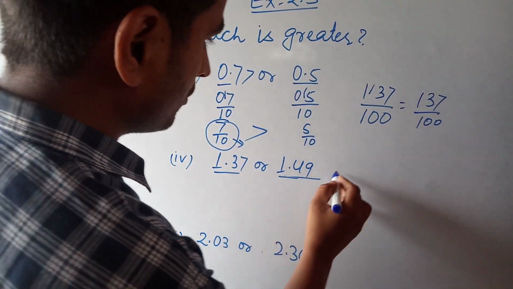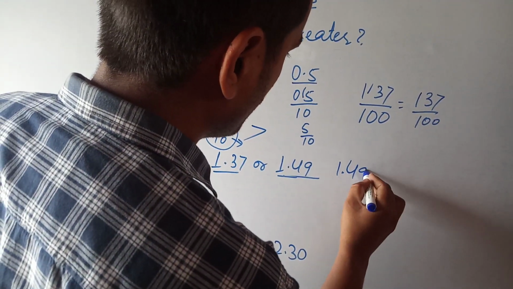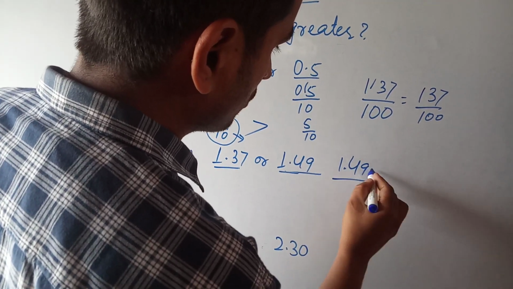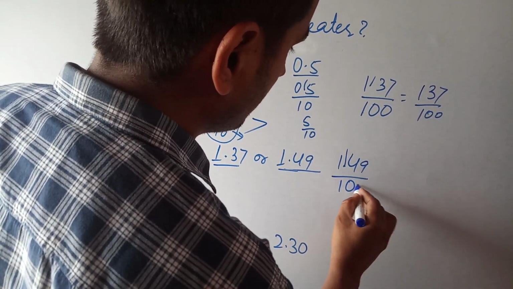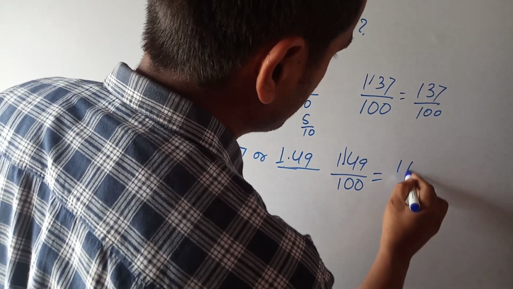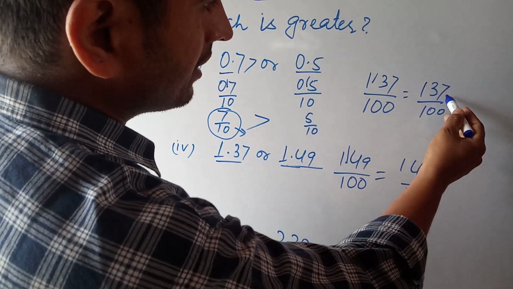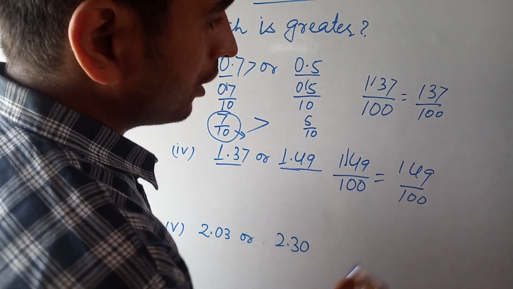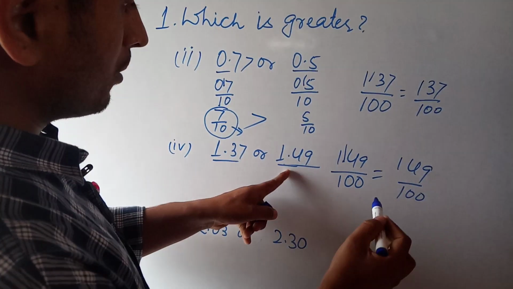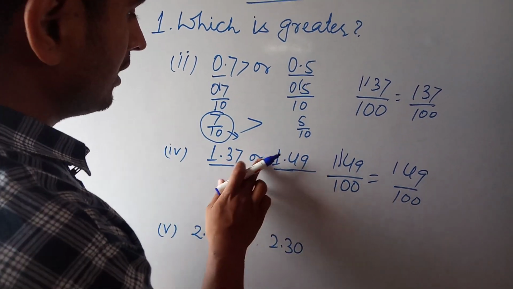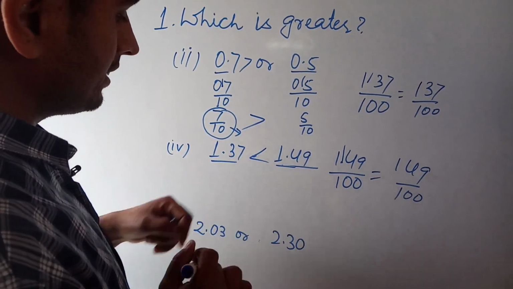Now we will convert 1.49. Again after the decimal there are two digits, so remove this decimal and put two zeros. So its value is 149 by 100. Now see which one is greater, 137 or 149. Obviously 149 is the value of 1.49, so this is greater than 1.37.